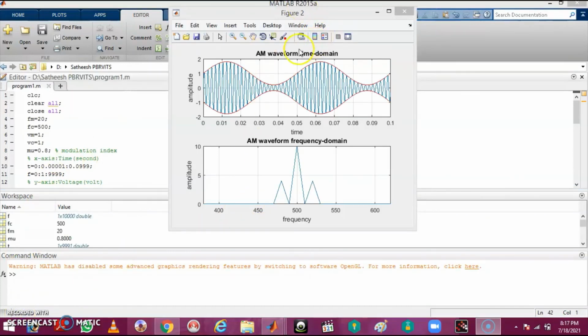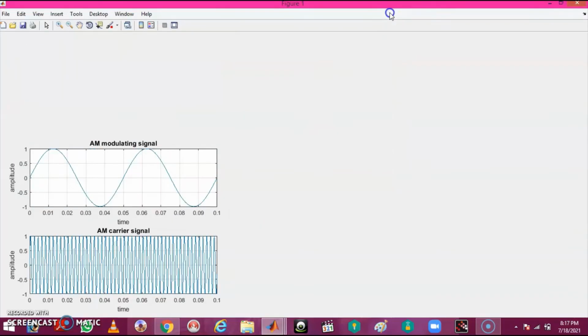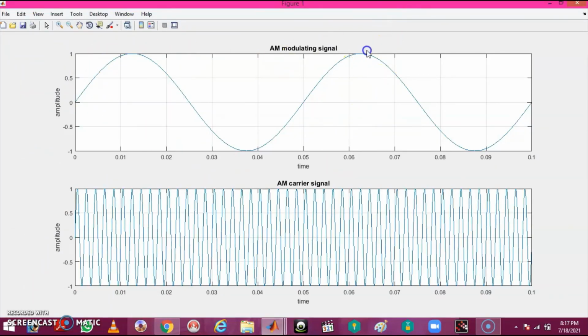Students, now we got the output. We are having two figures, figure 1 and figure 2. First we are enlarging figure 1. In figure 1 you are having two signals, that is the modulating signal and the carrier signal. If you want to zoom this picture, you can use the zoom tool and you can zoom.